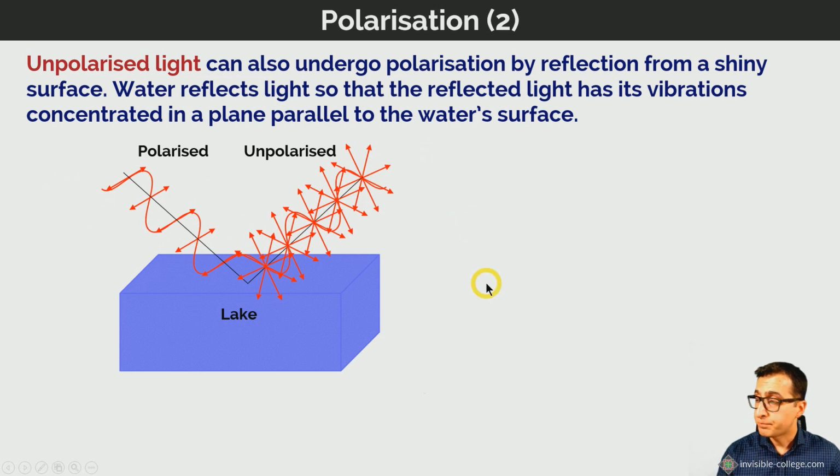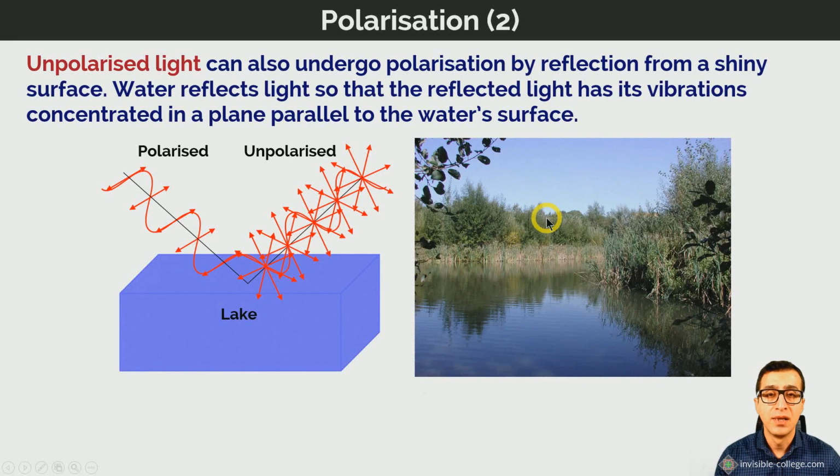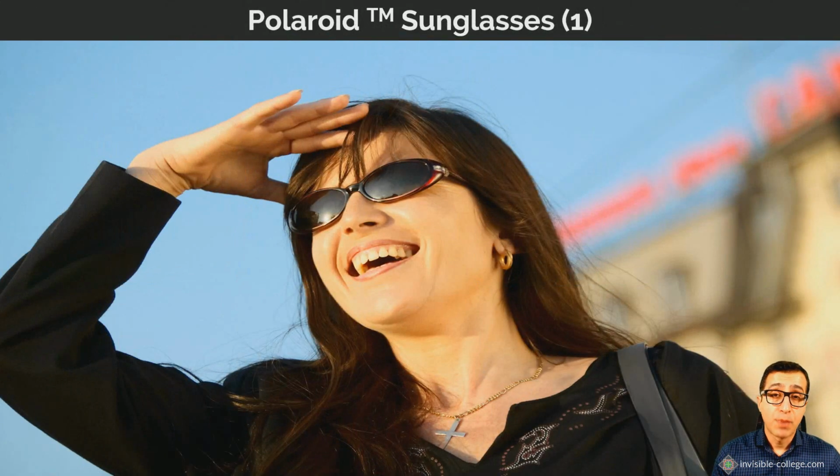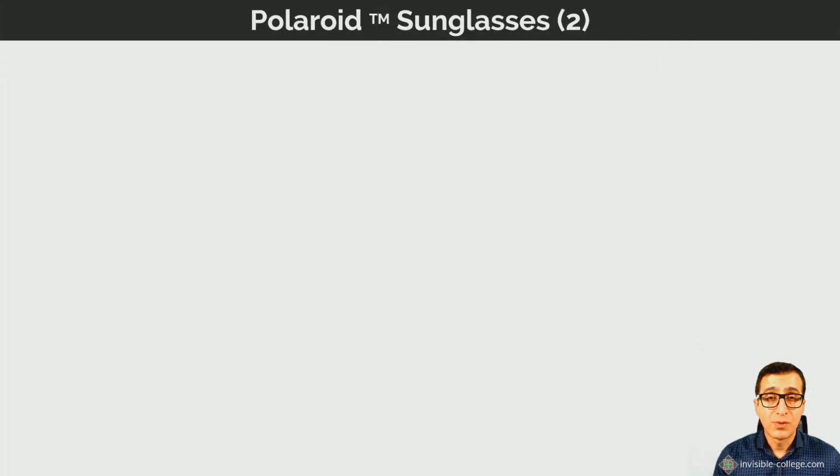And this is why even though the images that you see on the surface of very, very still water are identical copies, just reversed copies of the objects that they reflect, they do look different in terms of their brightness and color. And this is the consequence of polarization. So light reflected from a lake, for example, is polarized in a direction parallel to the water's surface. Polaroid sunglasses, I mentioned before, make use of this effect.